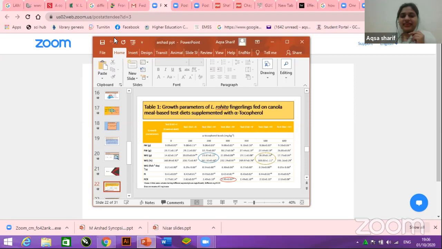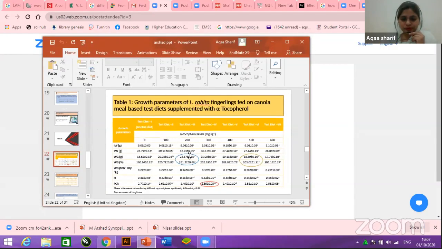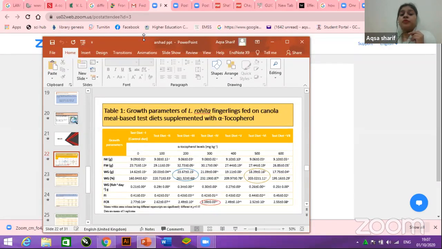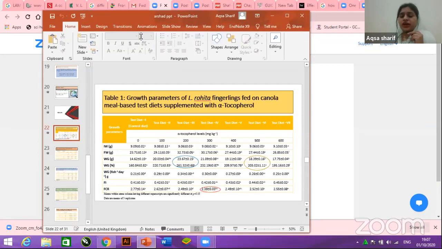So here are the first results. These are about the growth parameters, because growth is the most important parameter of the fish study. If any diet is not of benefit to the growth, then it is not recommended for future use. So growth parameters, first of all, the initial weight. Initial weight of all the fingerlings was more or less similar.